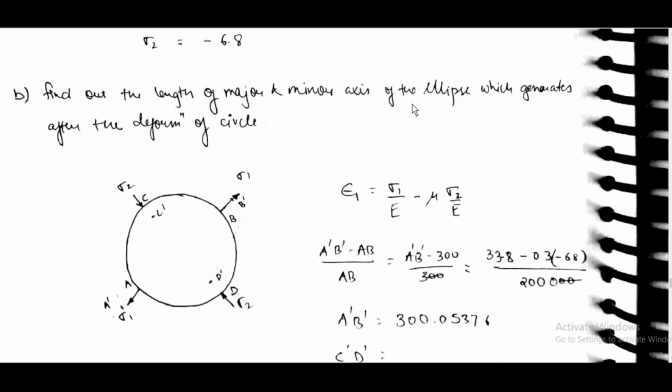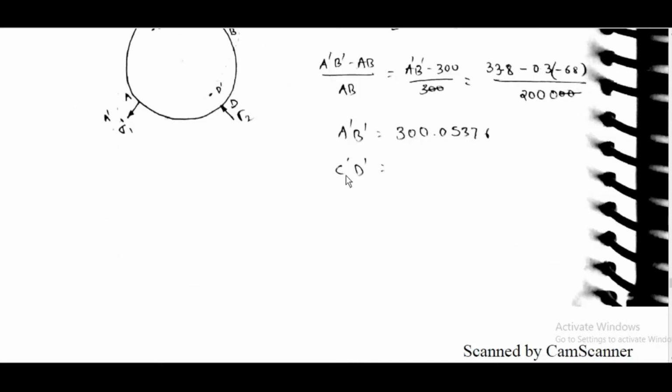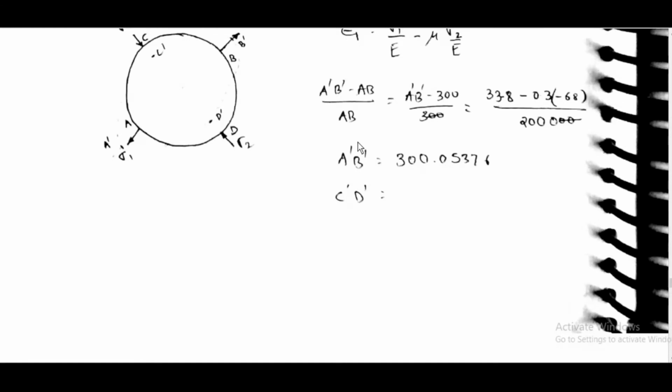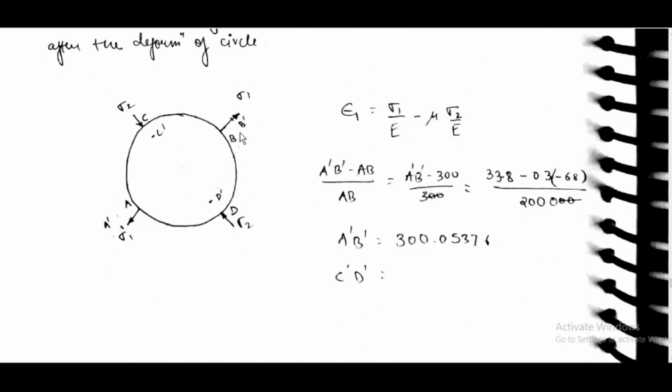Find out the length of the major and minor axis of the ellipse which is generated after deformation of a circle. Epsilon 1 is equal to sigma 1 by E minus mu sigma 2 by E. A dash B dash minus AB by AB is equal to epsilon 1, and epsilon 2 we will get in the same way. From that we can get C dash D dash, that is, the length of the major axis and the length of the minor axis.